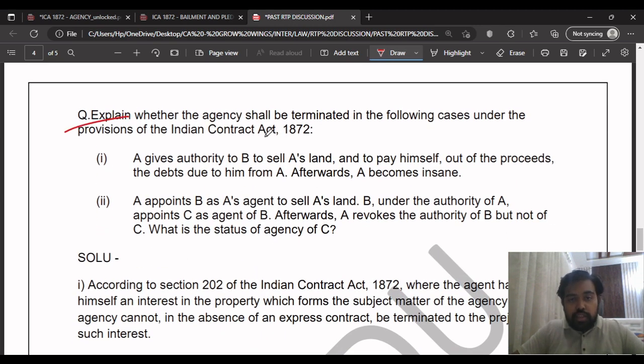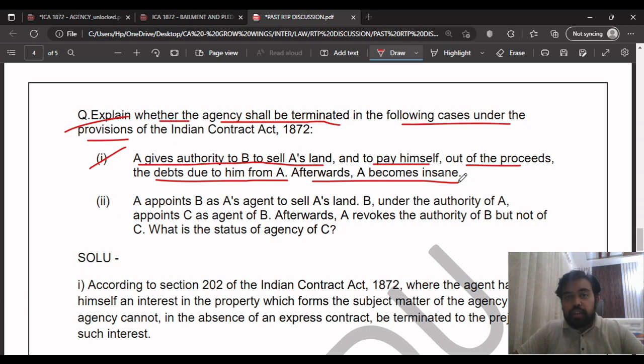Next question, what they are saying here is whether the agency will be terminated in the following cases and other provisions. What is the first question? A gives authority to B to sell A's land to pay himself out of the proceeds debts due to him from A. Afterwards, A becomes insane. See, I have told you so many times, this is also a case where Section 202 will come into play, where it is an irrevocable agency, agency coupled with interest. In this case, the agent is recovering that amount, so he has a self interest in the subject matter of that agency, right?